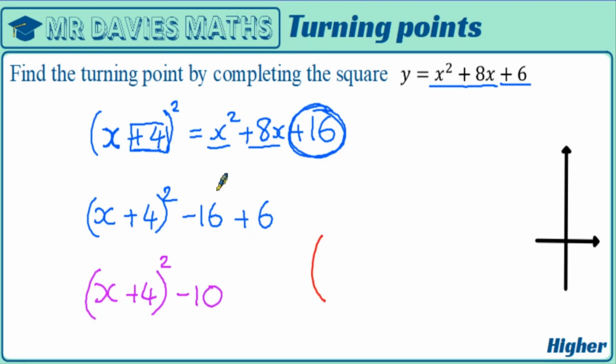So now from here I can write down my minimum point because I know it's going to be the opposite of this value, which is negative 4, and it's going to be the actual value of this one, which is negative 10. So this graph was at 0, 0, but it's now gone negative 4, 1, 2, 3, 4, and then gone down 10, 2, 3, 4, 5, 6, 7, 8, 9, 10. So this graph would do something like that. Okay, next one.